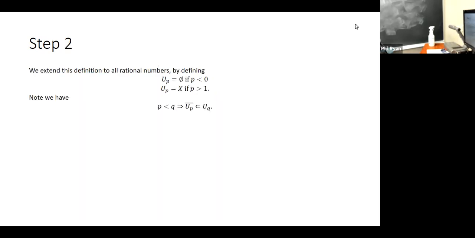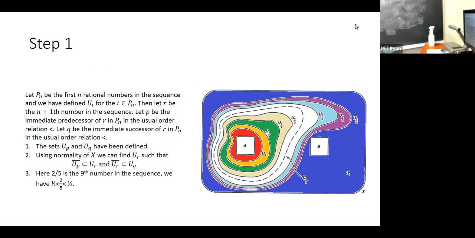Okay, so for example, if we go back here, in here, we've got 1. Here's 3/4 and 1. Here it's 2/3, 3/4 and 1. 1/2, 2/3, 3/4, 1, etc. So as we go in towards A, we're getting more and more sets that we're covering.